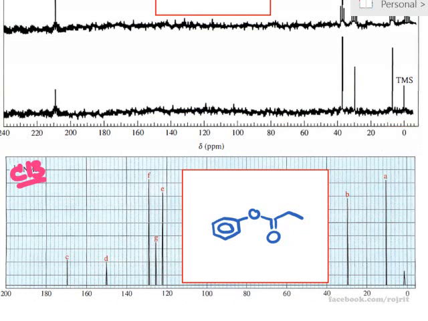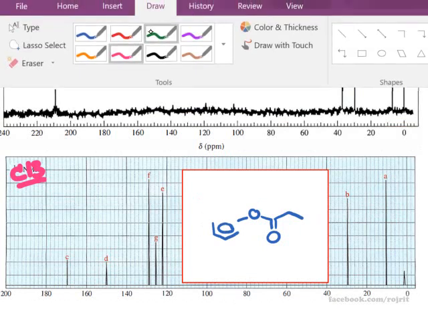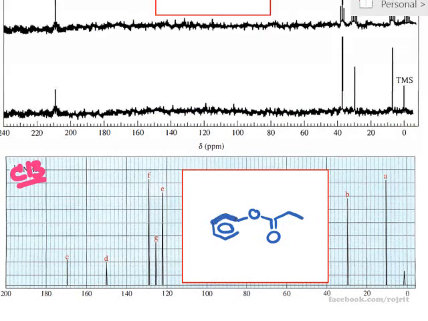Okay, let's look at the molecule. We have 1, 2, 3, 4, 5 and 5, 6 and 6, and 7. So we have 7 types of carbon, right? So with 7 types of carbon here, we can then relate with the signals.